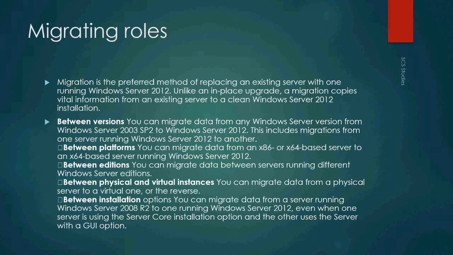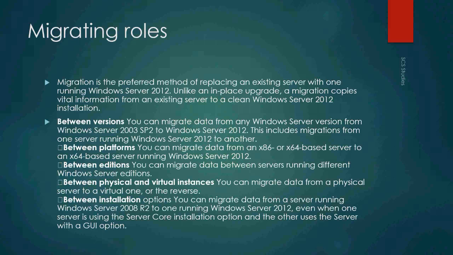We will have a practical session on it to make a clear idea on what is in-place upgrade and what is migration, and how we can do migration. So the next part is between versions. You can migrate data from any Windows Server version, from Windows Server 2003 SP2 to Windows Server 2012. I am not talking about in-place upgrade here. I am talking about server migrations, role migration, feature migration, that kind of stuff.